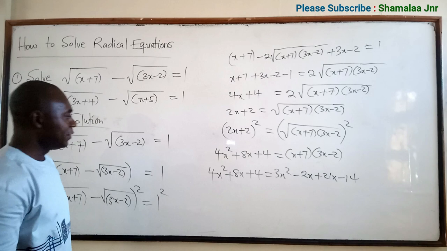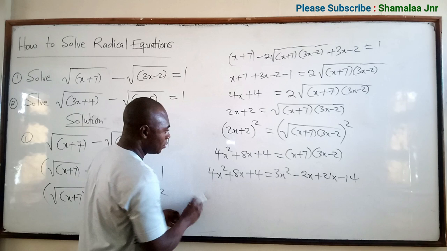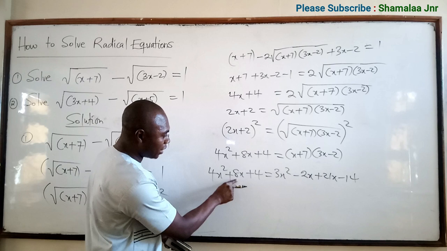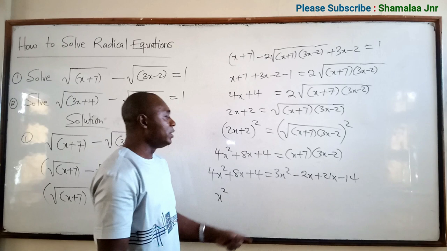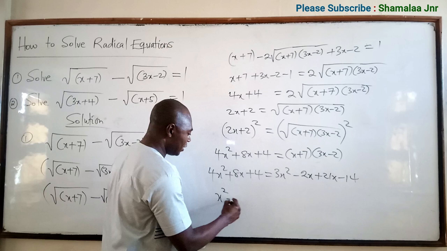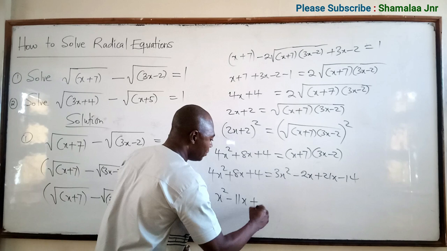Now, let's try to bring everything to the left hand side. This one will be 4x squared. You see 4x squared. When this one comes here, it will be 3x squared. So that will make everything x squared. Isn't it? Now, 8x, when the negative 2 comes here, or let me just say negative 2x plus 21x will be 19x. And when the 19x positive crosses to be negative, so that will be 8x minus 19x, and that will be negative 11x. Are you seeing it? 4, when this 14 crosses, it will be positive. So 4 plus 14, that will be 18. It's equal to 0. So this is a quadratic equation.